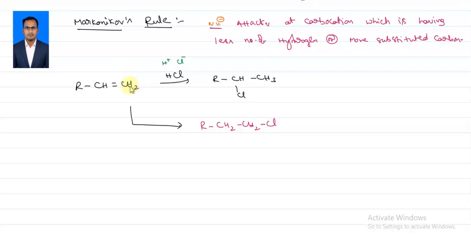The H+ is to be attacked at the CH2, forming the CH3. Because it's a pi bond, it has to be shifted. Now here the carbocation is to be formed. Which type of carbocation is it? It is a secondary carbocation.